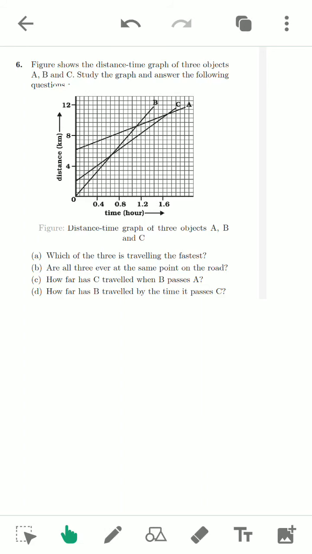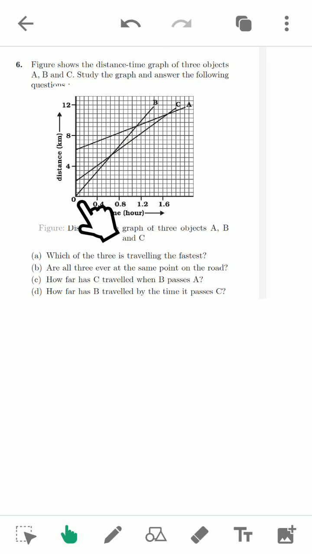Hello students, today we are going to discuss a few numericals of class 9th motion chapter, mainly graph numericals. Let's see how to solve this question of NCERT exercise. Here the figure shows the distance-time graph of three objects A, B and C. Study the graph and answer the following questions.